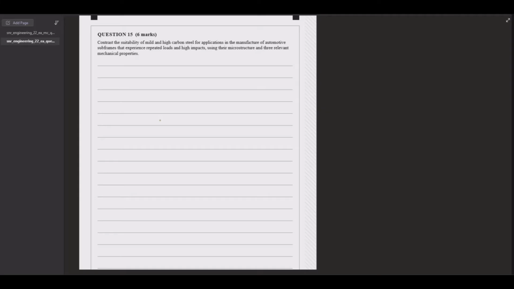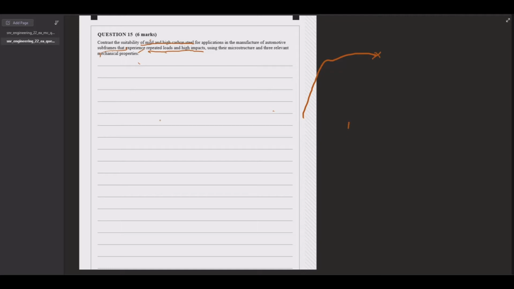Alright, so in this question we're contrasting mild and high carbon steel. Mild and high carbon steel for automotive subframes. And looking at loads, repeated loads, and high impacts. So we're going to want some pearlite for that. But also, we're not going to want a eutectoid composition, because if we have a eutectoid composition, we're going to be seeing a strong material. And we don't want that for subframes.